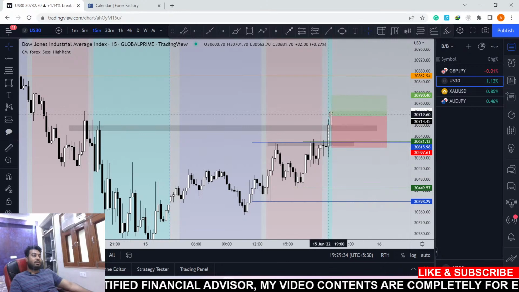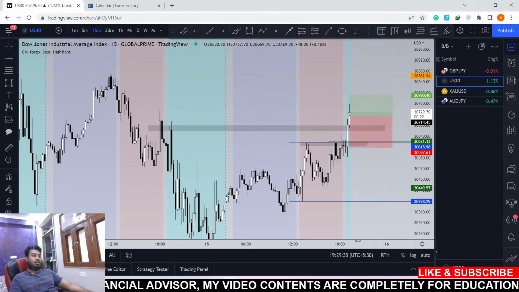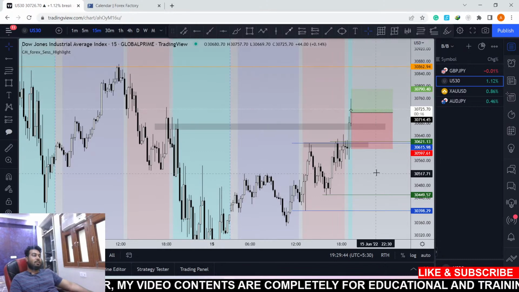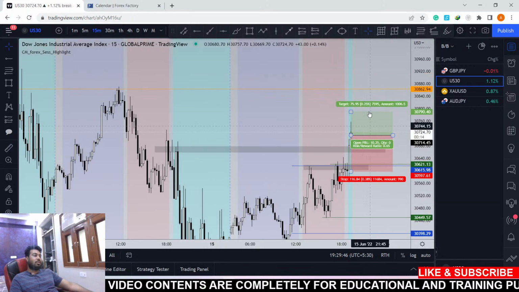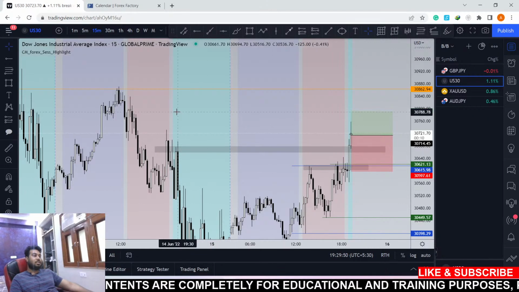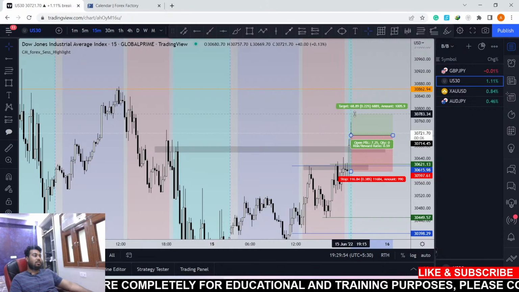And here, US 30 is playing, but again, that is fine. There is nothing to worry about in US 30. There is a high chance that it will reach somewhere around this area. Minimize it.